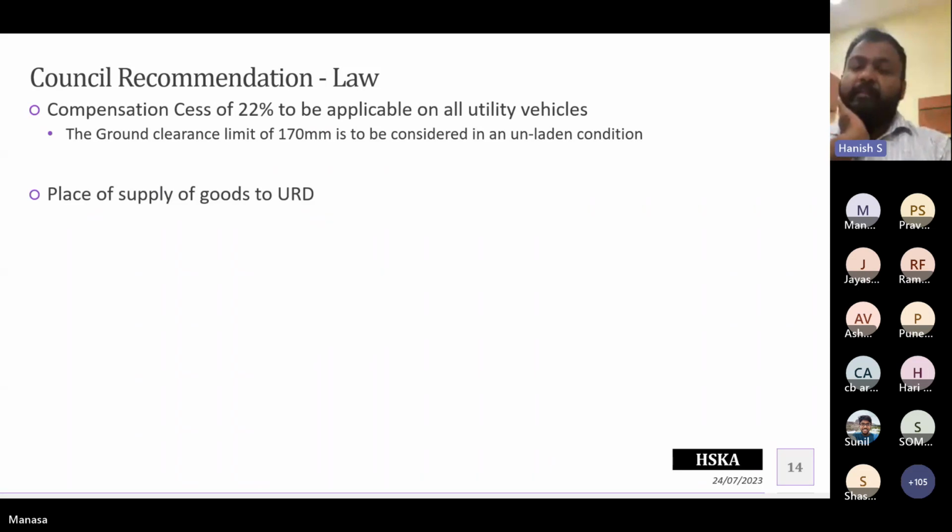Then place of supply of goods to URD. This is a new entry. They said they will amend section 10 to introduce a new section to clarify on how to determine the place of supply as far as URD is concerned. My guess is that they are going to say the place where the sale takes place. Maybe if URD sale takes place within Karnataka, the tax should go to the Karnataka government is how they are going to clarify, but they have not told anything in the recommendations or the press release. So we'll have to wait and watch for this new section 10 in the IGST Act.